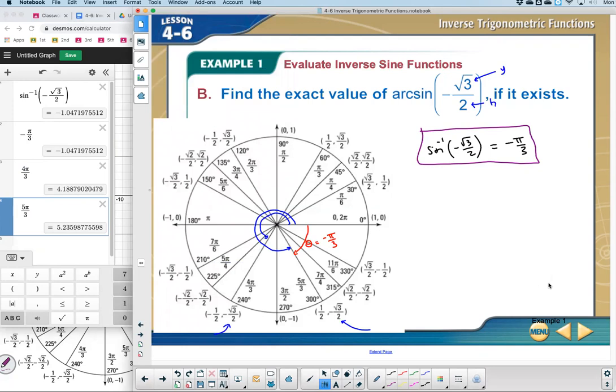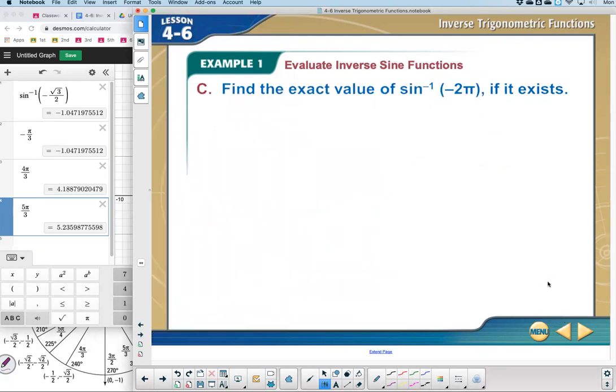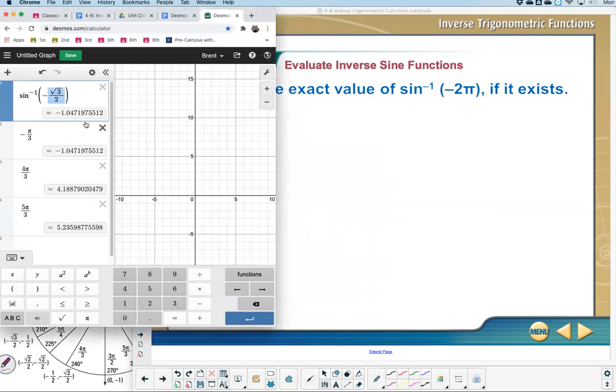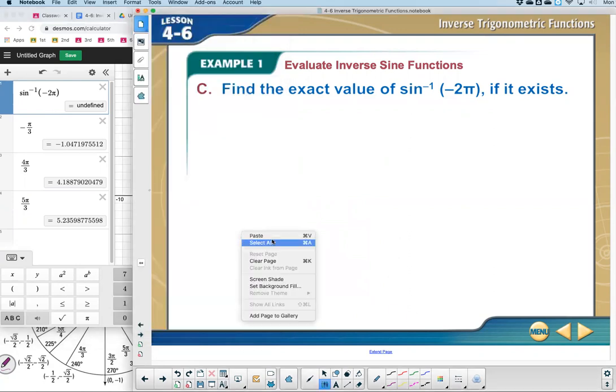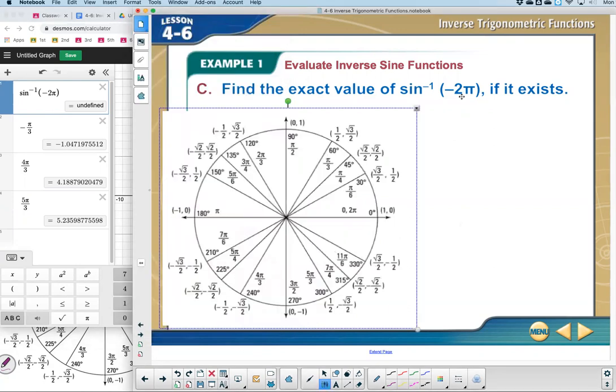All right, let me do one more for you. Let's try sine, and this time I'm going to use the calculator first. I'm going to type in sine inverse of negative 2 pi. And you'll see it's undefined. Undefined? Shouldn't I have an answer here? Well, let's see why it's undefined.